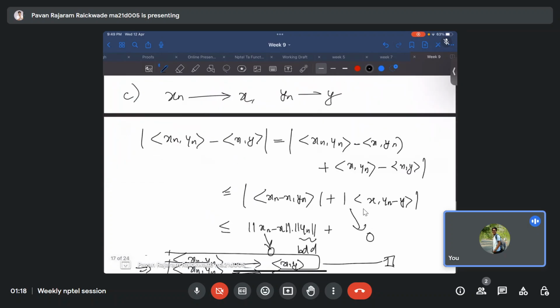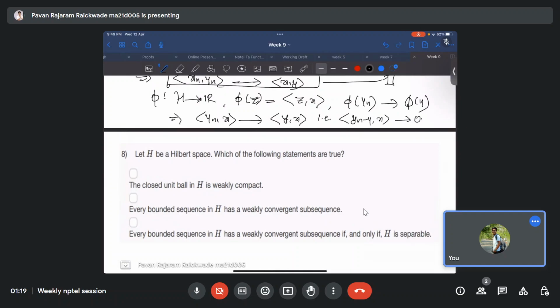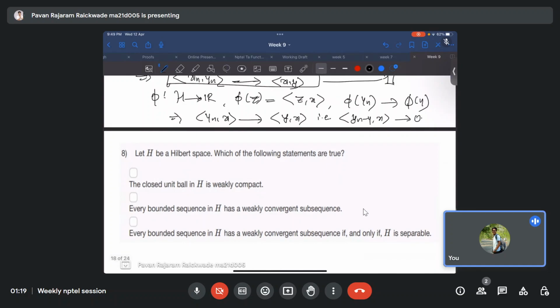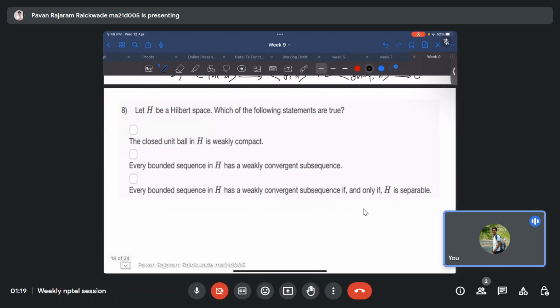Okay, now question number 8. Let H be a Hilbert space. Which of the following statements are true? The closed unit ball in H is weakly compact. Okay, the Hilbert space is not really required for this. In fact, the first statement is true for any reflexive space. This follows from the Banach-Alaoglu theorem.